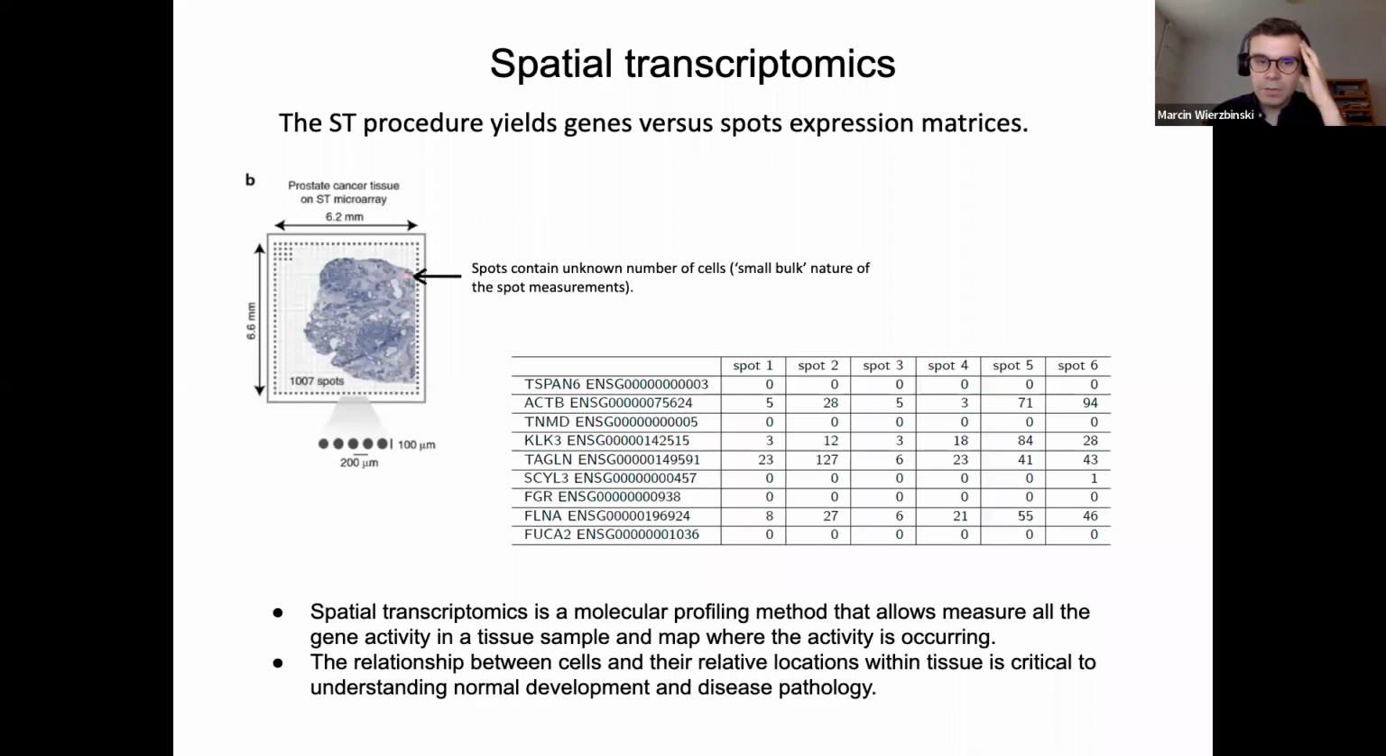In this example, we can observe prostate cancer tissue. Here we can observe the area and the spatial aspect of this tissue. So the relationship between cells and localization within tissue is important and critical to understanding normal development and disease pathology.